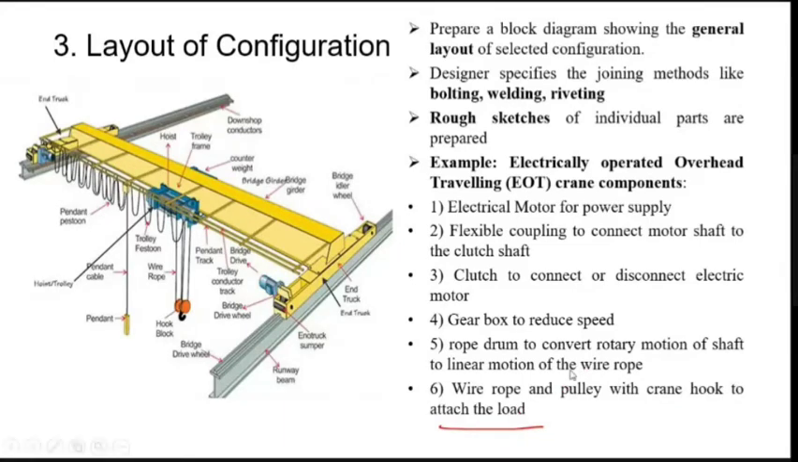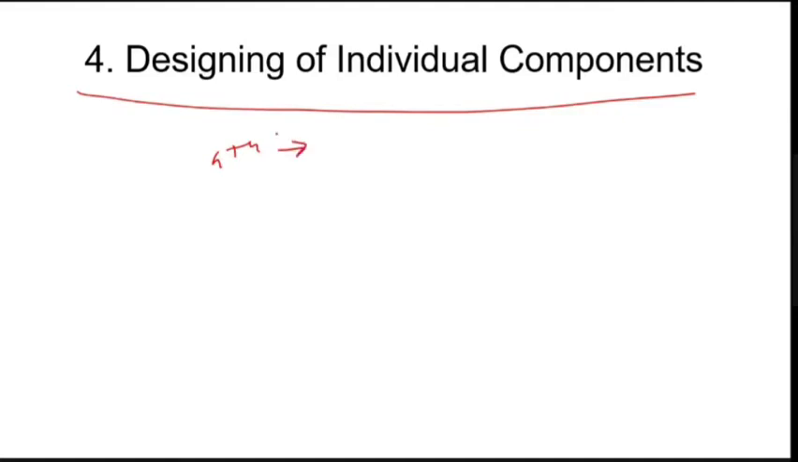Okay, so this particular block diagram, where you can understand what all the components are, is nothing but the layout of configuration. Okay, so this is the third step you have to prepare, right? Which is also called a general layout. Okay. Now, once you finish with this process, what is next? Designing of individual components. Now, this is a very important point, and you can say the most important step. That is the fourth step. This I will discuss in detail in the next slides.